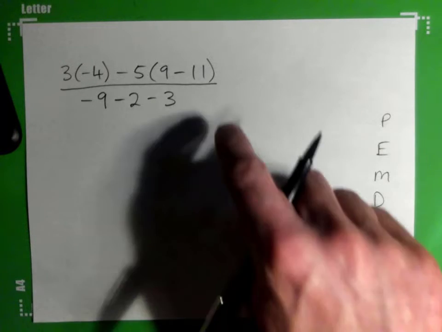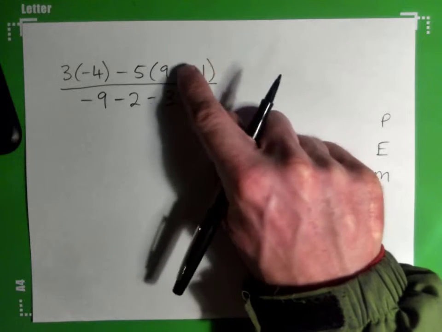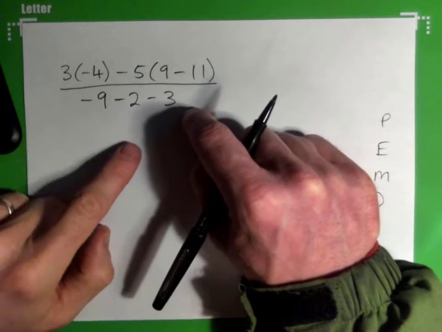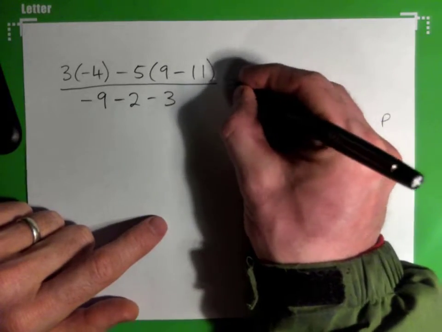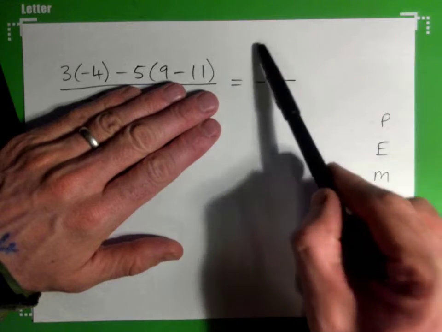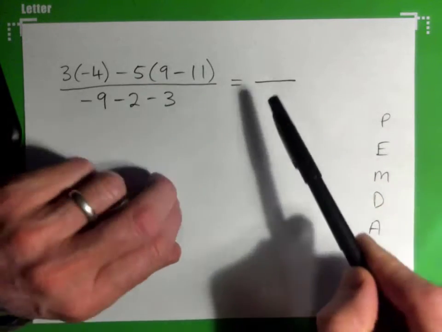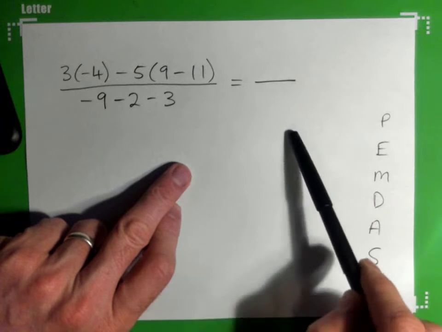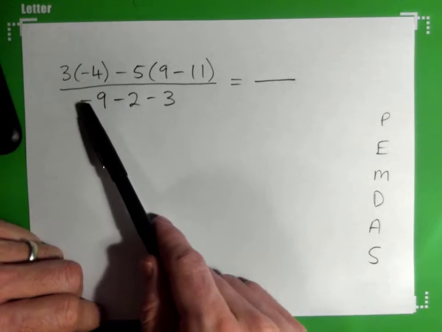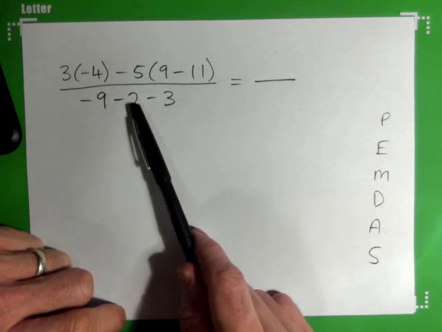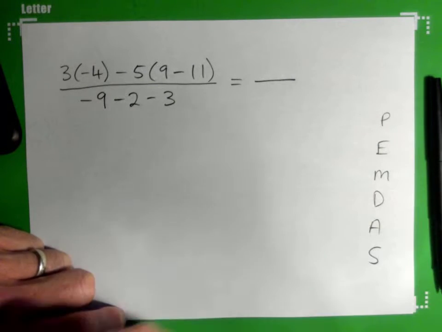We cannot divide anything until this top has been turned into one number and the bottom has been turned into one number. So the first thing we need to do is simplify the top, and it'll become one number, and then simplify the bottom, it becomes one number, and then we just divide the two numbers, right? So let's start by simplifying the bottom just for fun. It's negative 9 minus 2 minus 3. What does that give you?